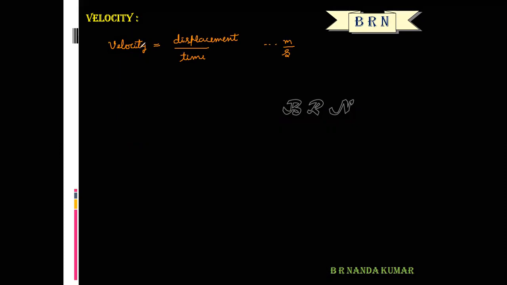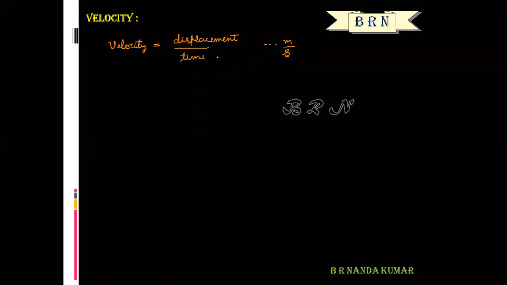So what is the meaning of velocity? Velocity means the time rate of change of position along a fixed direction, or simply displacement per unit time. Which type of physical quantity is velocity? Velocity is a vector physical quantity. Okay, so next, let us discuss the different types of velocity.